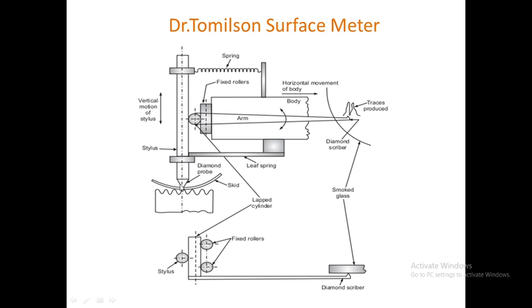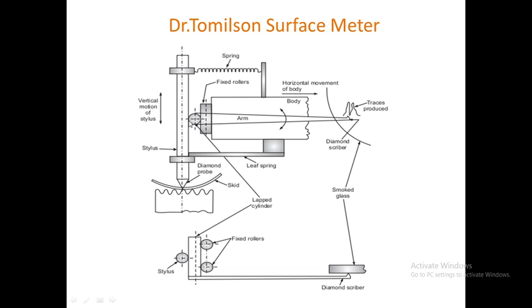So the stylus will move up and down due to these irregularities, or we can say that there will be vertical motion of the stylus. Now due to this vertical motion, that is up and down motion of the stylus, the lap cylinder which is free to rotate will start moving in a particular direction due to the motion of the vertical stylus.